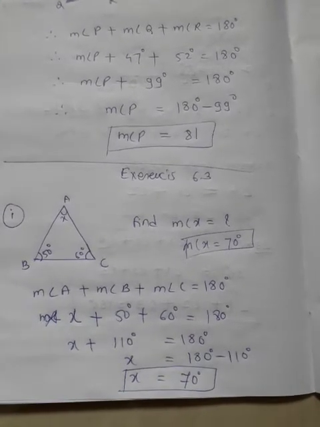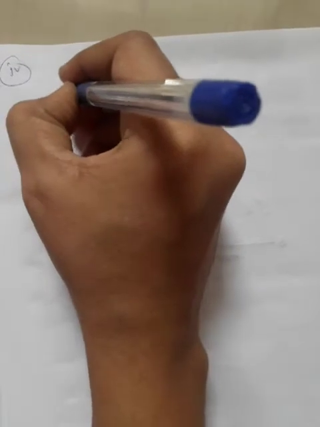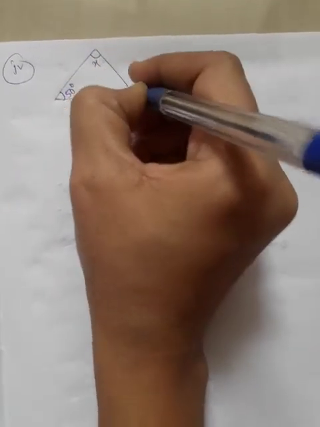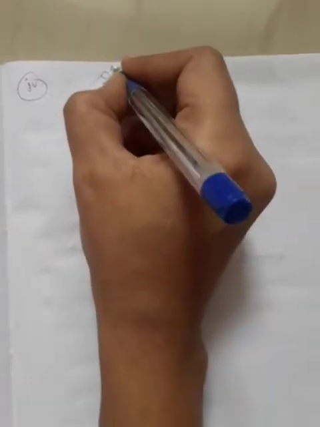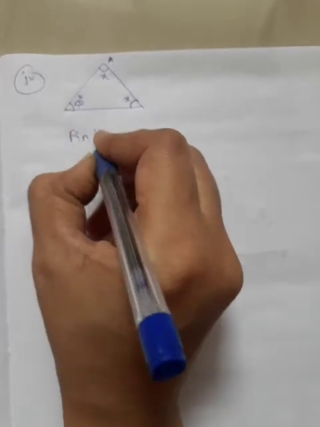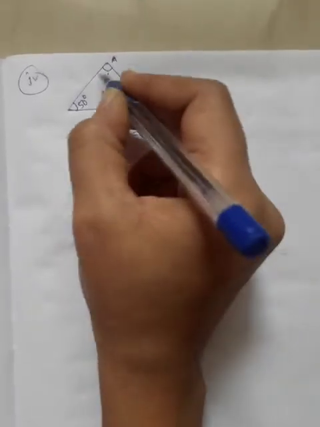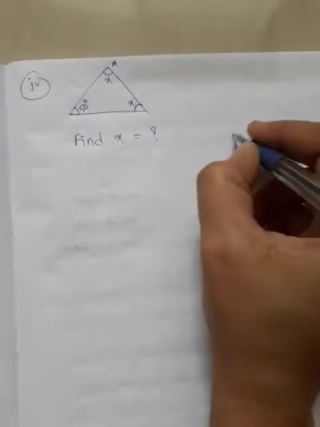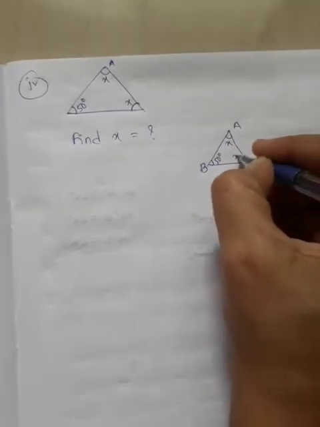So like this you can solve the second and third sub question. Now let us take the fourth sub question, that is C. So we have given this triangle and we have given the measure of three angles as x, x and 50 degree, and we have to find x. Okay, now see, as this is a triangle, we know sum of measures of angles of a triangle is 180. So first of all we will give the name ABC.